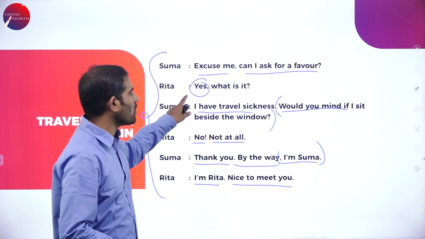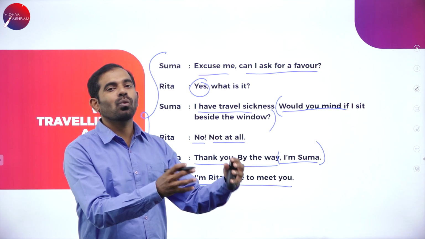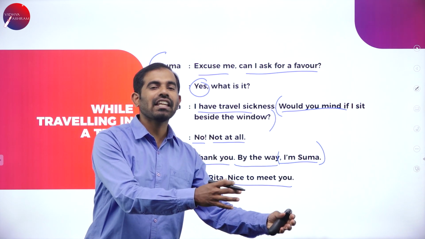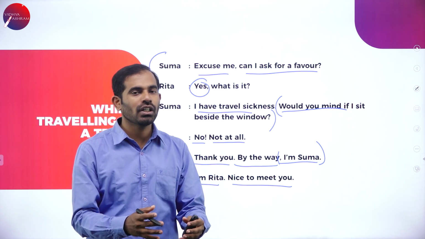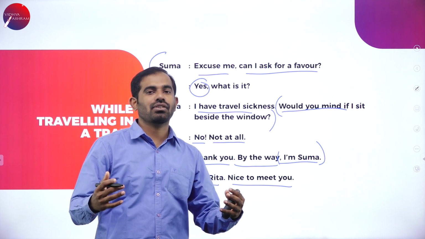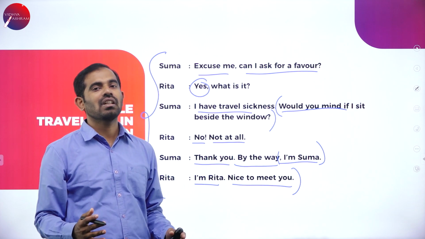What was that? Suma wanted a window seat. She went and sat. How did she request the seat next to the window? Did she command, or did she order, or did she do something else? And the action is complete here. The language function is complete.